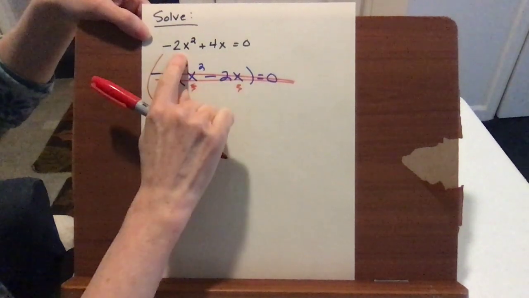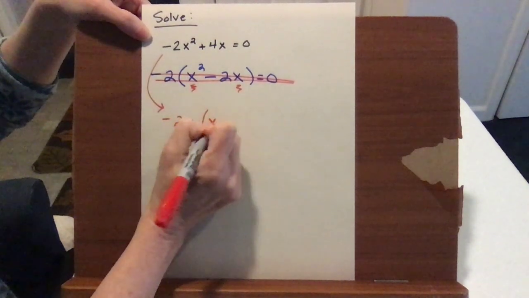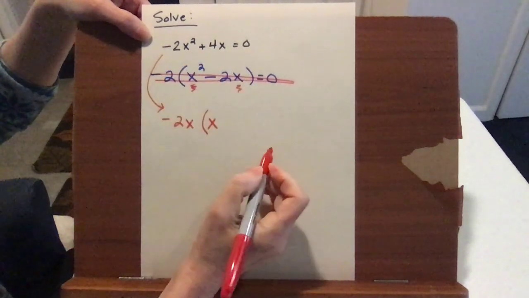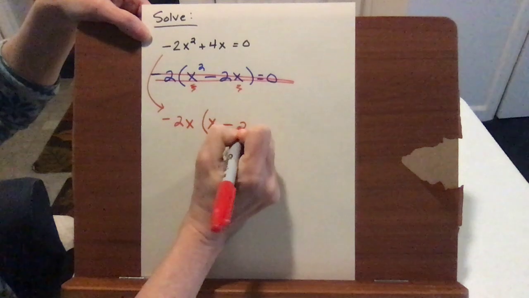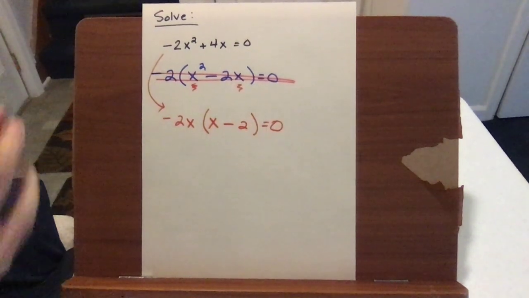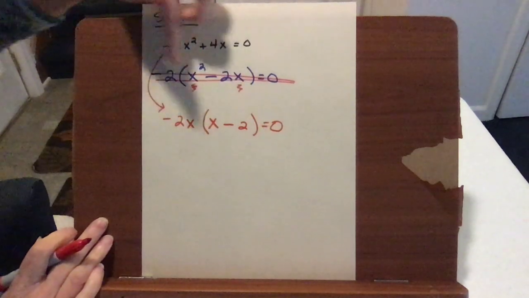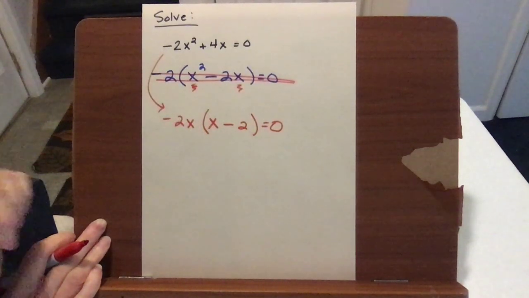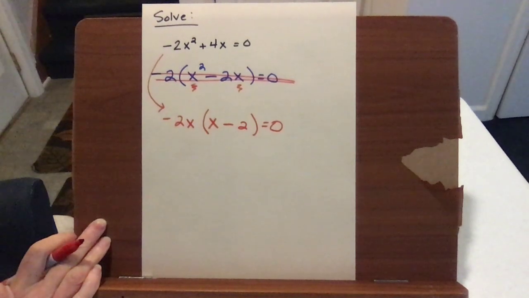Negative 2x divided into negative 2x squared is going to leave us with a positive x. Negative 2x divided into a positive 4x is going to leave us with a negative 2. And that looks better. So what we have to remember is not to make this mistake up here and not factor out a variable. If there is a variable in every term, it still has to be factored out.